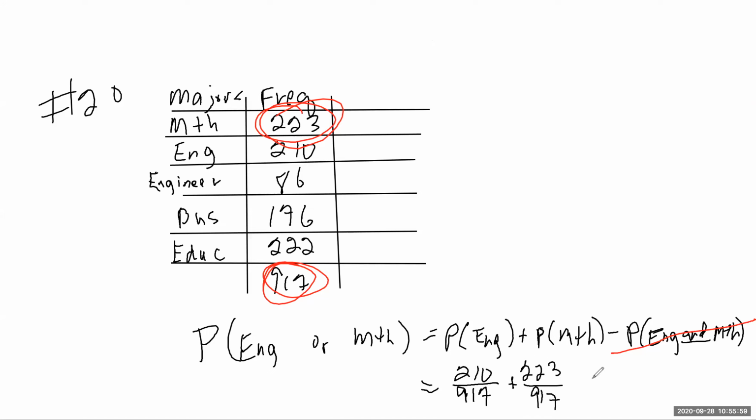And we know that this last part is 0 because nobody could have both degrees. That's given to us in the problem. What do we get? 433 over 917 as a decimal. 433 divided by 917. The probability of the person having one or the other is 0.472. That's approximately equal to 0.472. So approximately a 47% chance if someone is selected at random, that person will either have a master's degree in English or a master's degree in math.